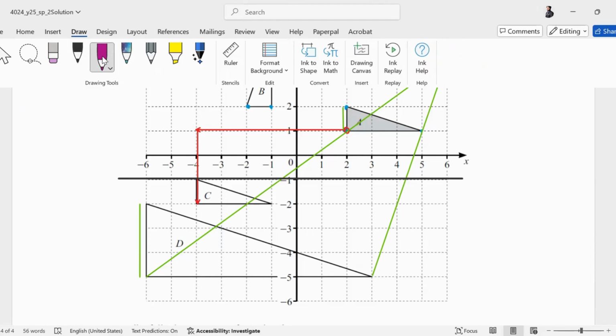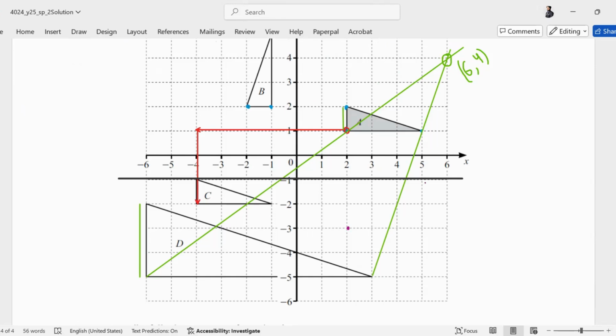And similarly, I can make the other 2 points as well. 2 over here, 2 over here, and this one is 3 units away. So that will be 3 units away. And now I can just join these points to get my reflected image.